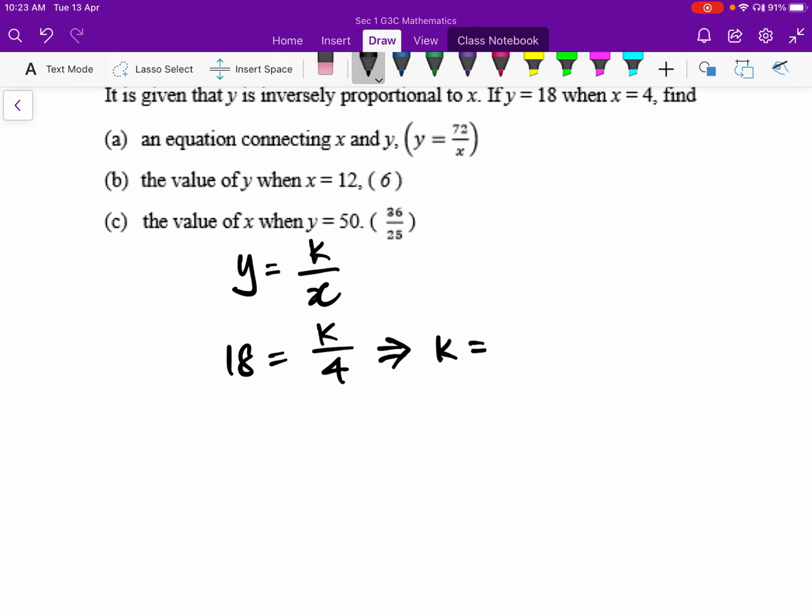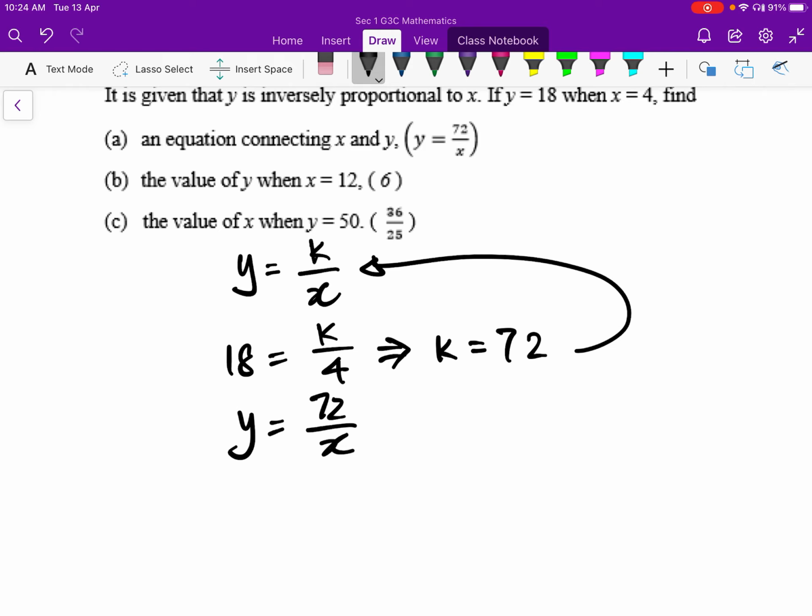What do you say? You say 18 divided by 4? You sure 18 divided by 4? Look closely. Yes, 18 times 4. Okay, good. So we have k equals 72. What shall we do with this k value of 72? Substitute. Okay, we update our formula now. So y equals 72 over x. This is now our formula. And that is the answer for part A.